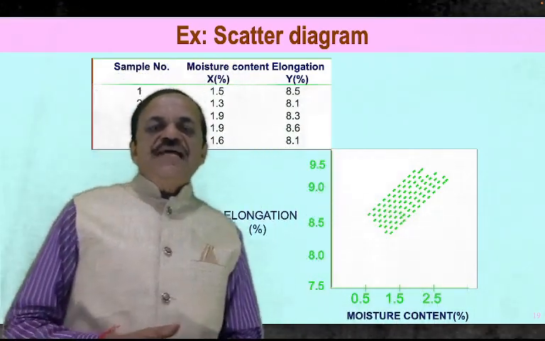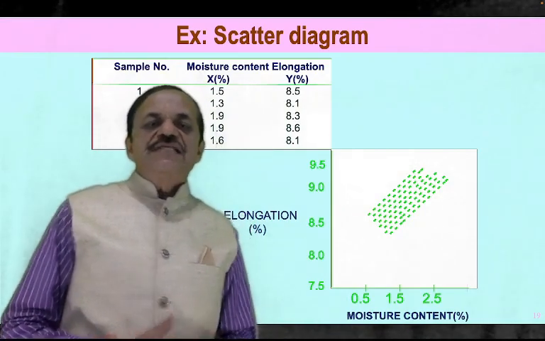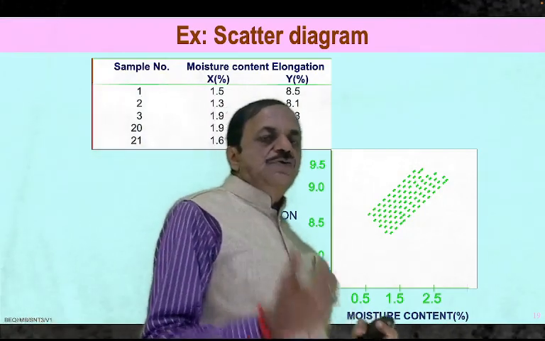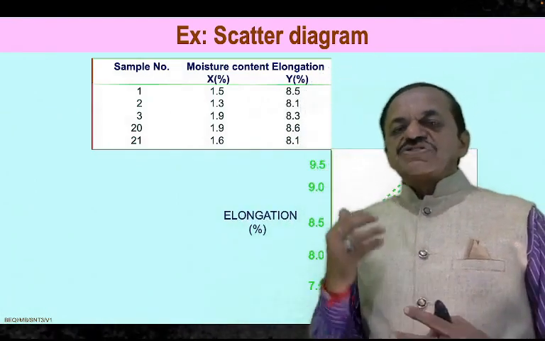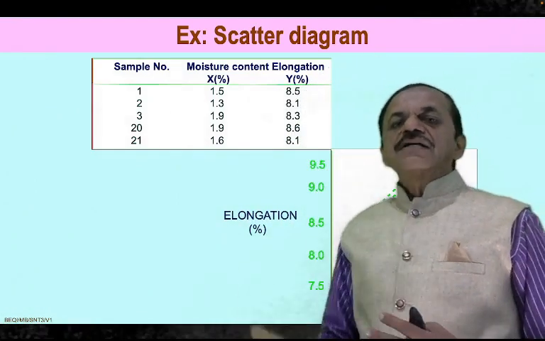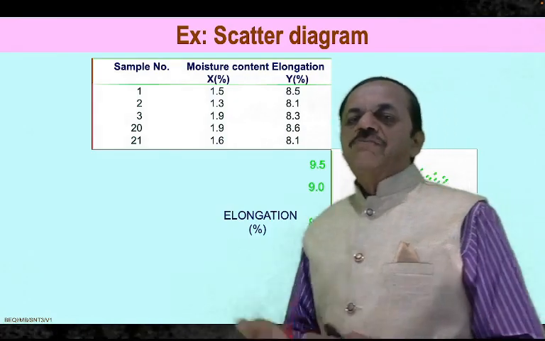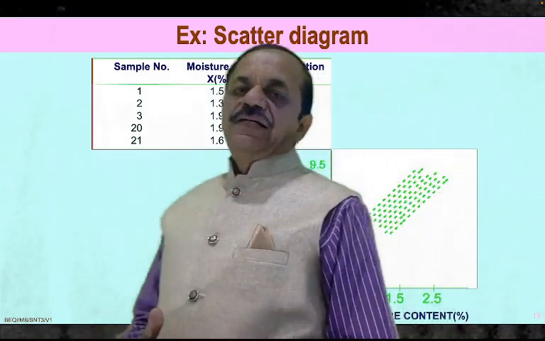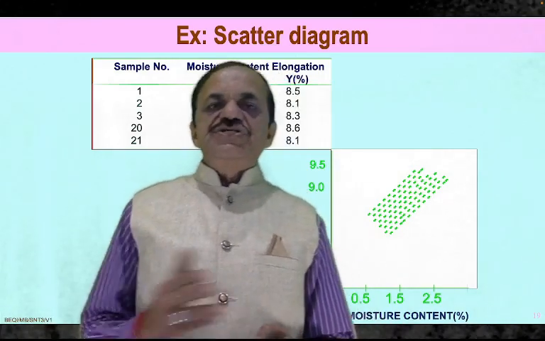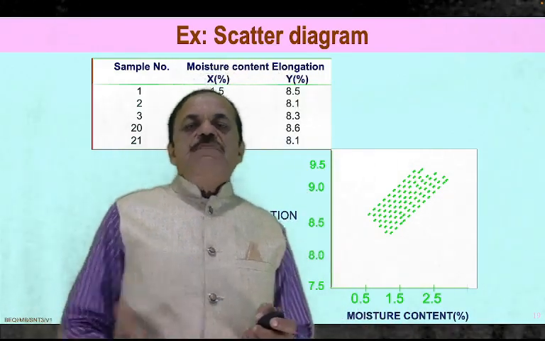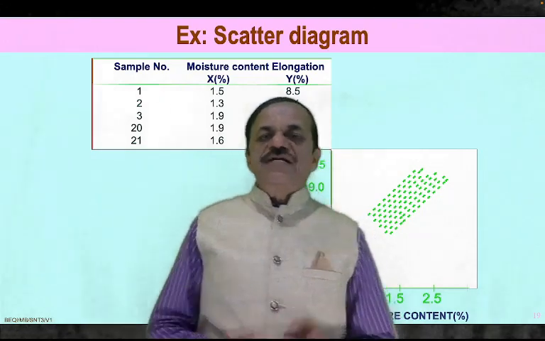You find that as the moisture content is increased, elongation increases. Now the conclusion is there is a strong correlation between moisture and elongation. So if you want reduced elongation, you should reduce the moisture content in the rubber. So this is how a scatter diagram helps you to understand the relationship and then improve the inputs so that the output is at your desired level.